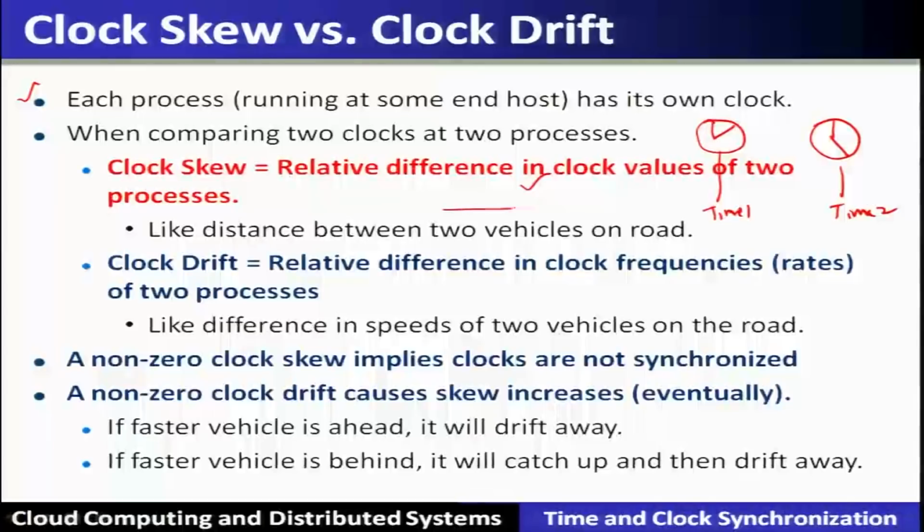Just like on the road, two vehicles are running. So, the distance between these two vehicles is called the skew. Similarly, the clocks are running with different timings. So, the difference in the timings is called a clock skew. Now, the second definition is about the clock drift. Now, these clocks run with a different speed.